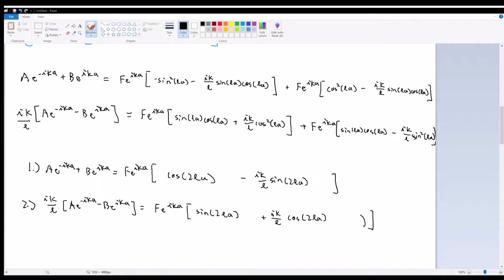And from that point, let me just double check that this is correct. F e^(ika) cos(2la) minus ik/l sin(2la). F e^(ika) sin(2la) plus ik/l cos(2la). Yes, okay, this is correct. So now we have A and B purely in terms of F. We can just solve this resulting system and get the coefficients.